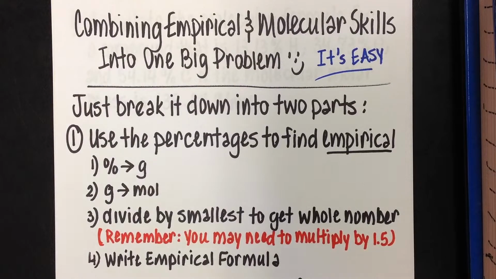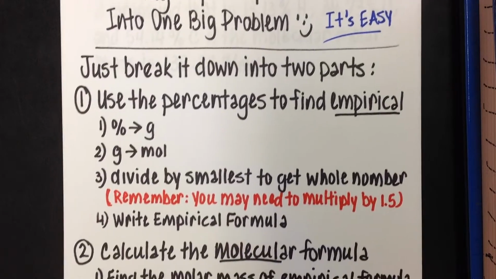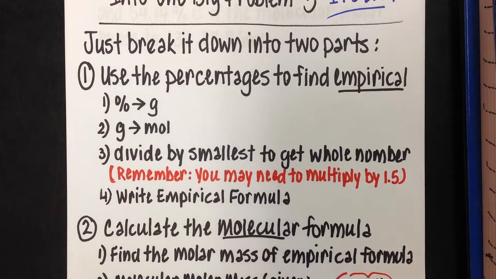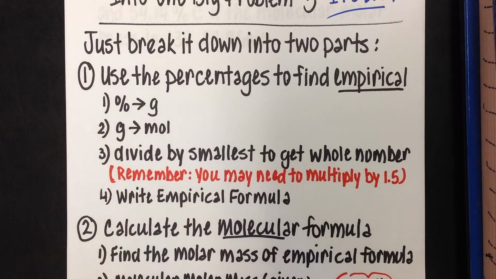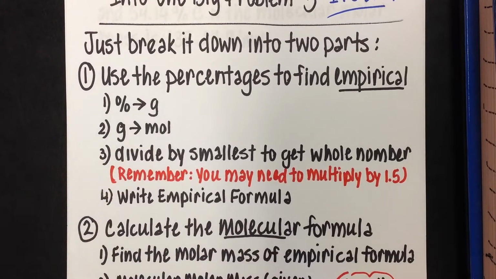So just to break it down for you real quickly before you actually see the problems, the first part of each problem is going to be to use the percentages that you're given to find your empirical formula. And just as a reminder, we're going to convert percent to gram. That's really no work on your part. You just change the percent sign to a gram. Remember that you are able to do that because we are assuming a 100-gram sample. Then you're going to convert gram to mole using molar mass from the periodic table.